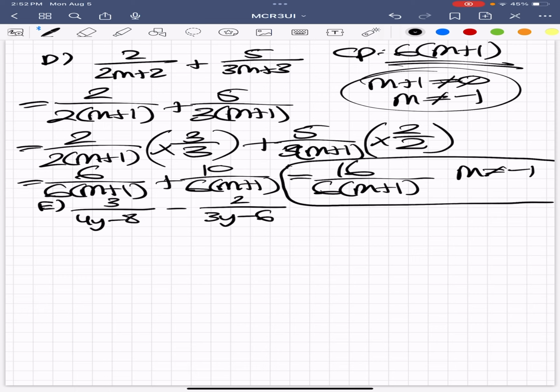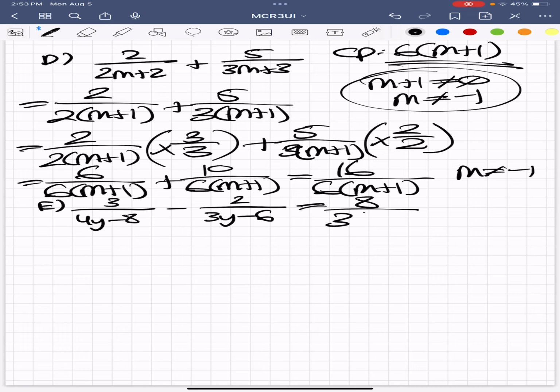And there's our answer, and then we're not done yet. So 16 and 6 is divisible by 2. So we factor out the 2 to get 8 over 3 times m plus 1. So there's our real answer.